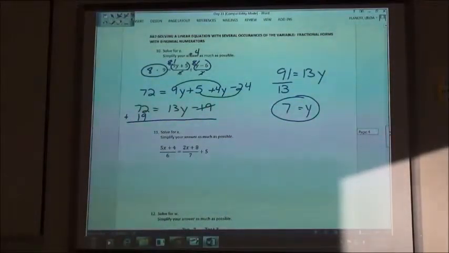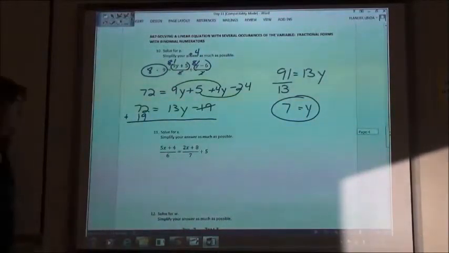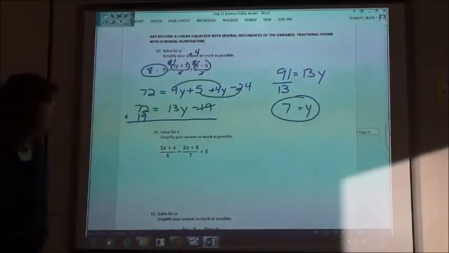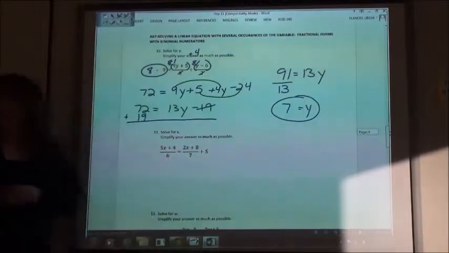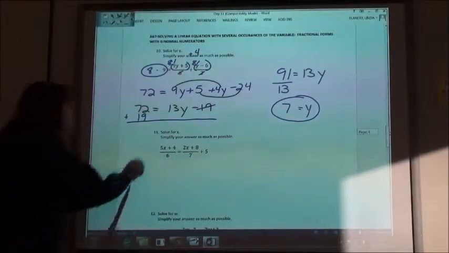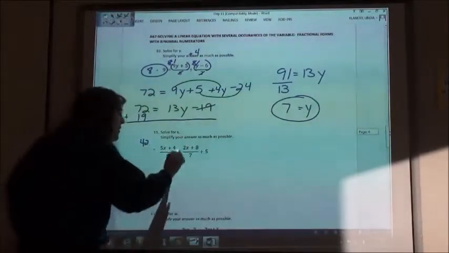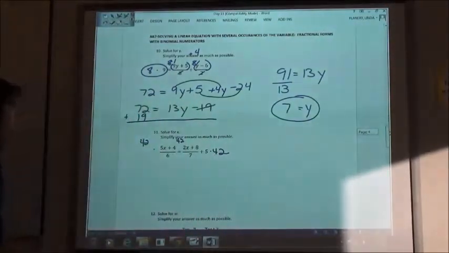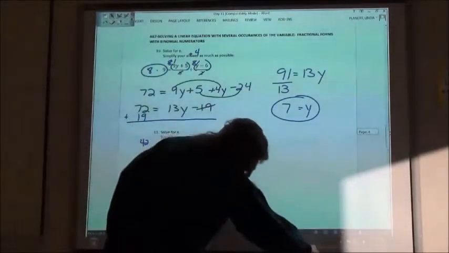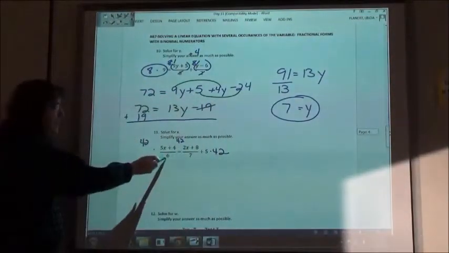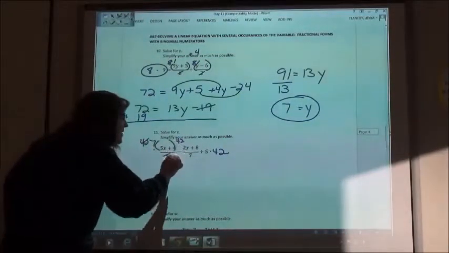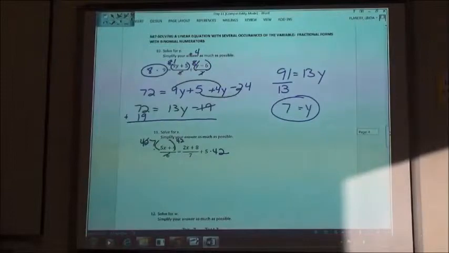So number 11, if we look at that one, what should we multiply by? 42. That's the only thing we can do. 6 and 7 doesn't have anything in common, so we just multiply them together. So we're going to multiply by 42. If our number's too big and we need to use our calculator, we use our calculator. On the first fraction, 6 goes into 42 7 times. So we're going to take 7 times both things on top of that fraction.